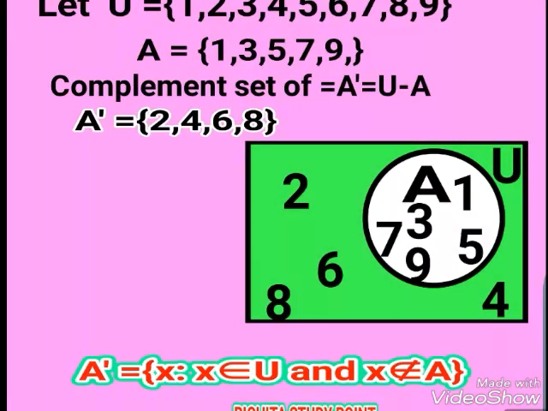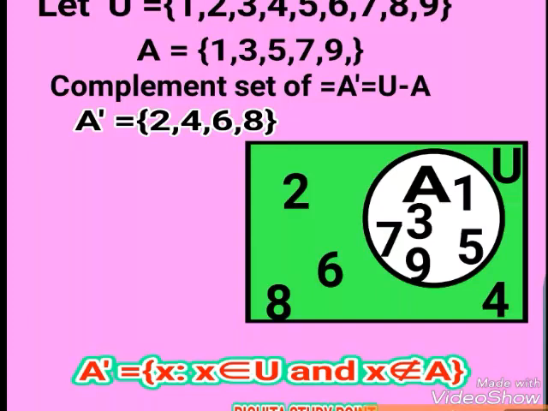The complement of A can also be represented by the Venn diagram. We have here a Venn diagram. U is the universal set and the set A is represented by the white circle. The complement of A is the green portion of this universal set.